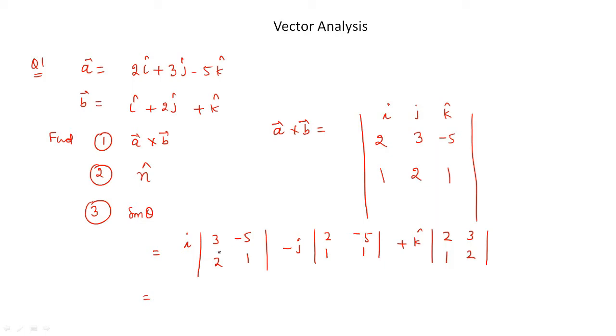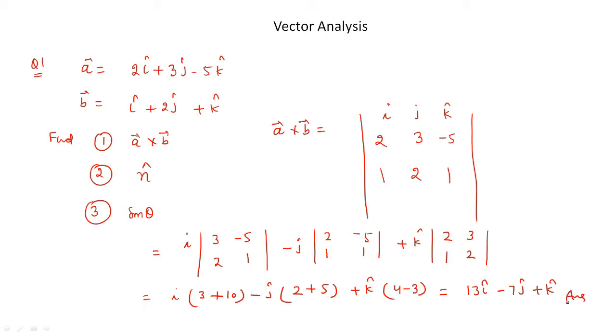Now we will solve these determinants which are of 2 by 2. So it will be written as i, 3 into 1 is 3, minus 2 into 5 is minus 10, so it will become plus 10, minus j, 2 into 1 is 2, and it is minus 5, so it will become plus 5, then plus k, 2 into 2 is 4, and 1 into 3 is 3, so 4 minus 3, so it will be equal to 13i minus 7j plus k. This is the first answer.